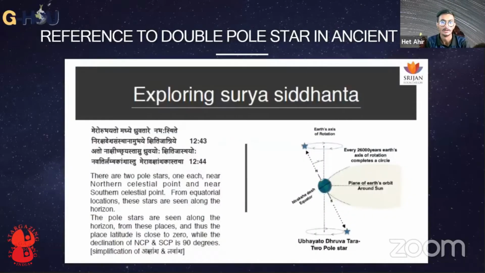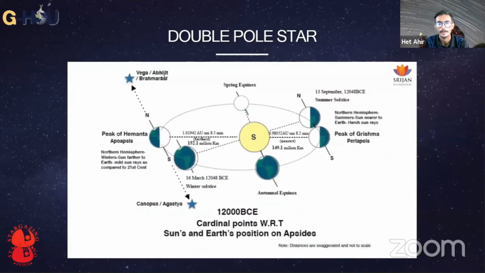So there are some references from our ancient books. They have some records about the changing pole star and two pole stars at one time. So, is there any possibility to see different pole stars at one time?